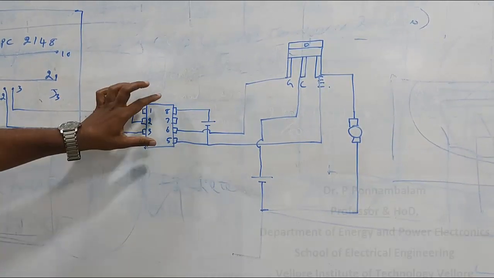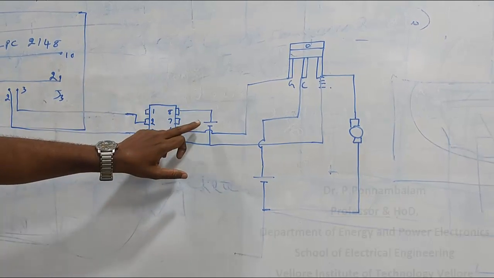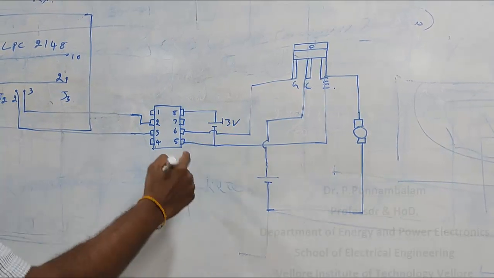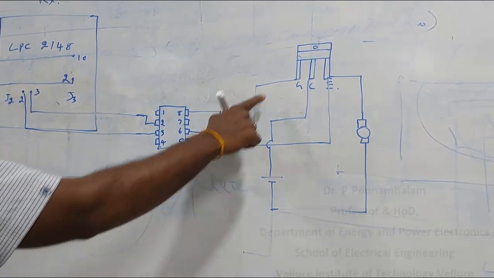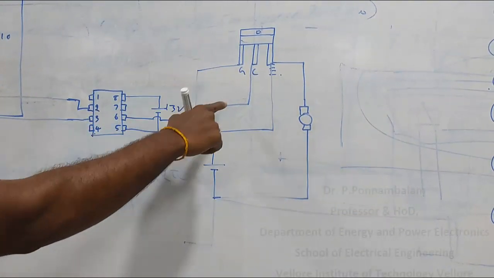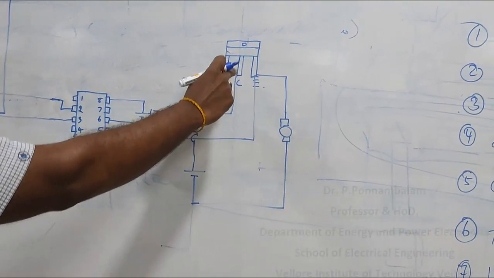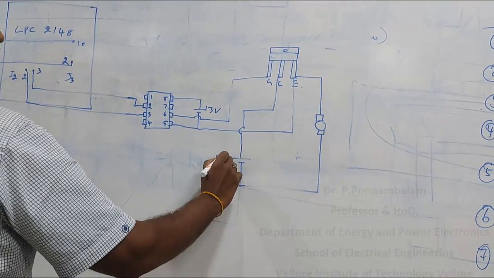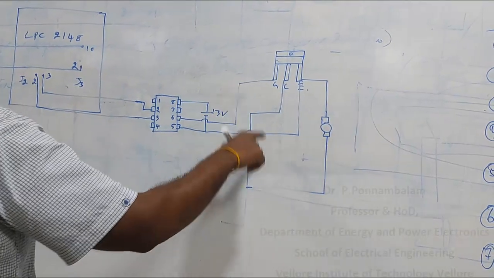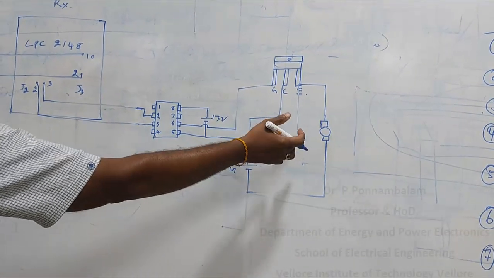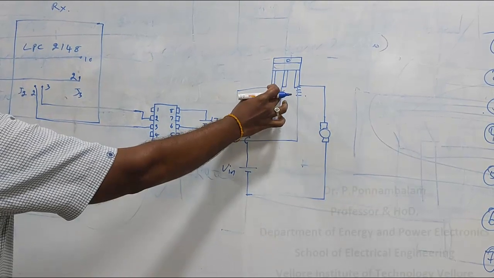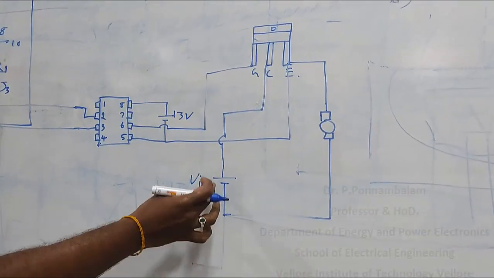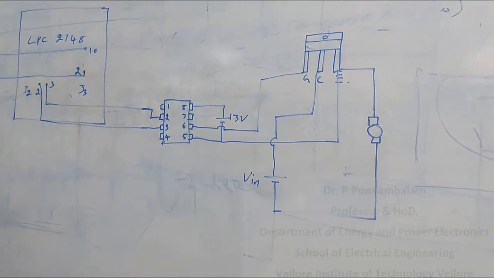Then between the 8th and 5th pin I need to provide a voltage of around 13 volt, and the 6th pin I am giving to the gate of the IGBT, and towards the collector I will be giving the Vin. So whatever voltage we have to feed into the DC motor, I am supplying it to the collector, and from the emitter I am connecting the DC motor, and on the other side it is connected to the negative pass.